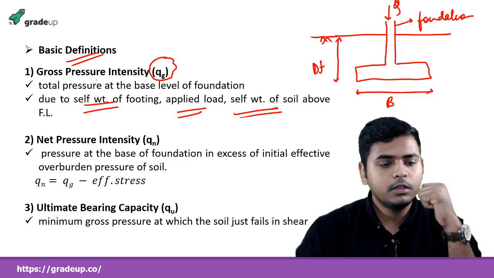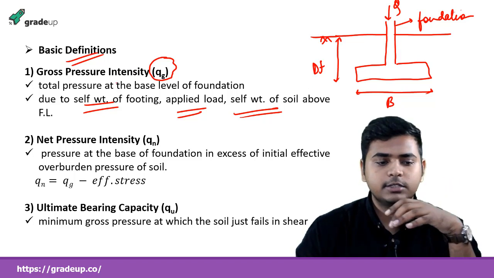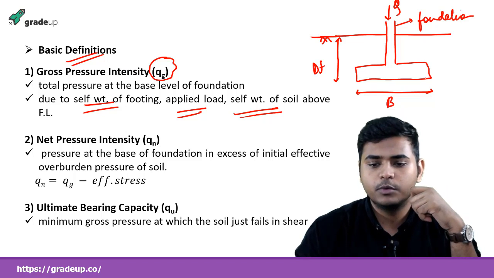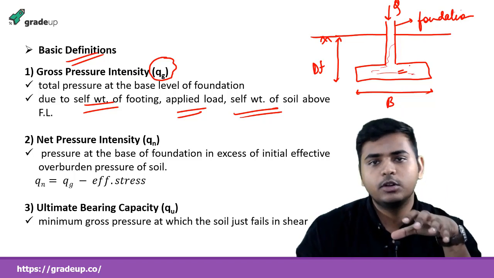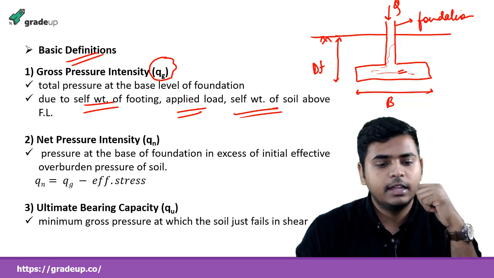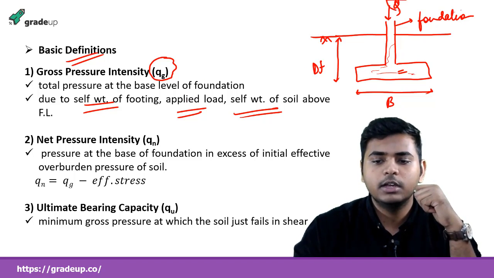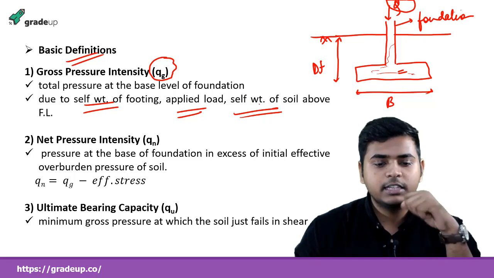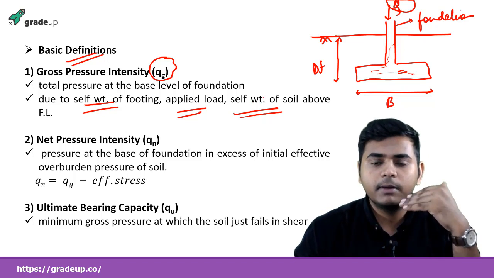So gross pressure intensity is due to the self weight of the footing. If it is made of concrete, then we will take the unit weight of concrete. Then, due to the applied load, that is Q, and next we have the self weight of soil which is present above the foundation level.